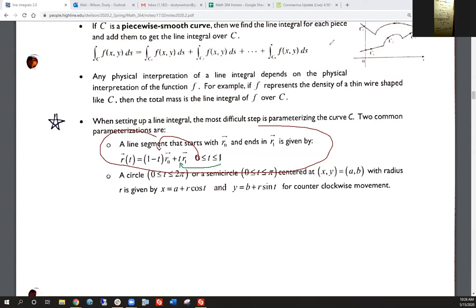So is t always from 0 to 1 for these line segments? Yeah, if you use this formula, your t's will always go from 0 to 1. You could totally have, in this particular case, said your equation was y equals 2x. And so we're going to go R of t equals t comma 2t.